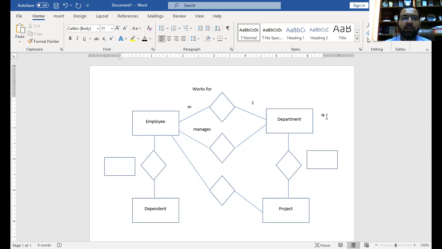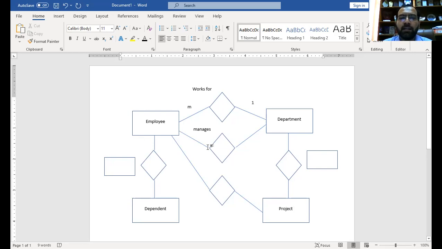Now let's take the other relationship, that the employee manages the department. So again, it's a binary relationship between the entities. It can be a unary relationship. If it's a unary relationship, it means that a single entity is involved in the relationship. If there are two entities involved in the relationship, we call it a binary relationship. If there are three entities involved in a relation, then we call it a ternary relationship. And if we have more entities involved in the relationship, you can say it's an n-ary relationship.